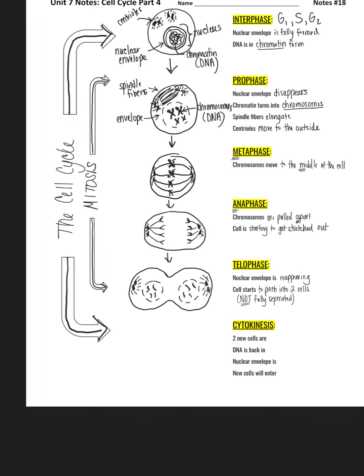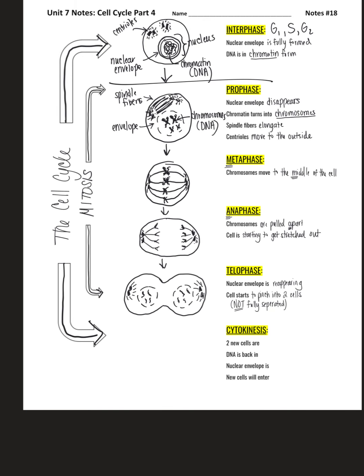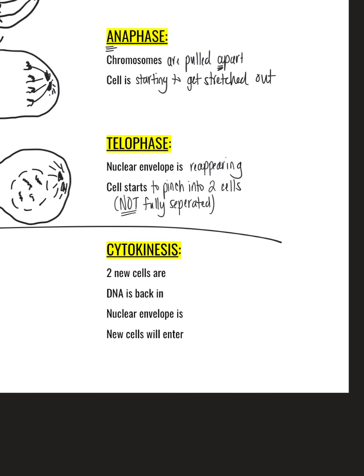Now we have to remember that prophase all the way down to telophase, that is specifically just mitosis, PMAT. The last step of the cell cycle, which is still a part of M phase but not a part of mitosis, is cytokinesis. So during cytokinesis, the two cells are fully separated. So now they are fully split. They are two new identical cells. The DNA is going to be fully back in chromatin form. So it's no longer in those chromosomes.